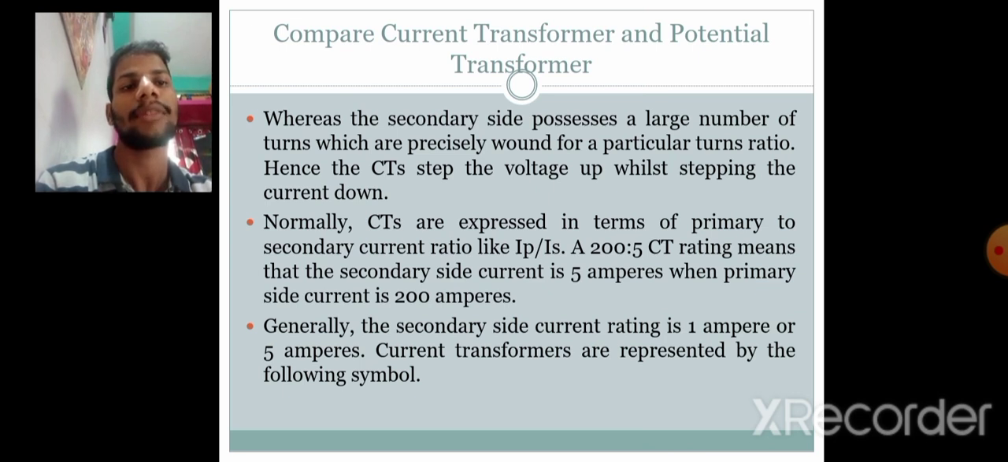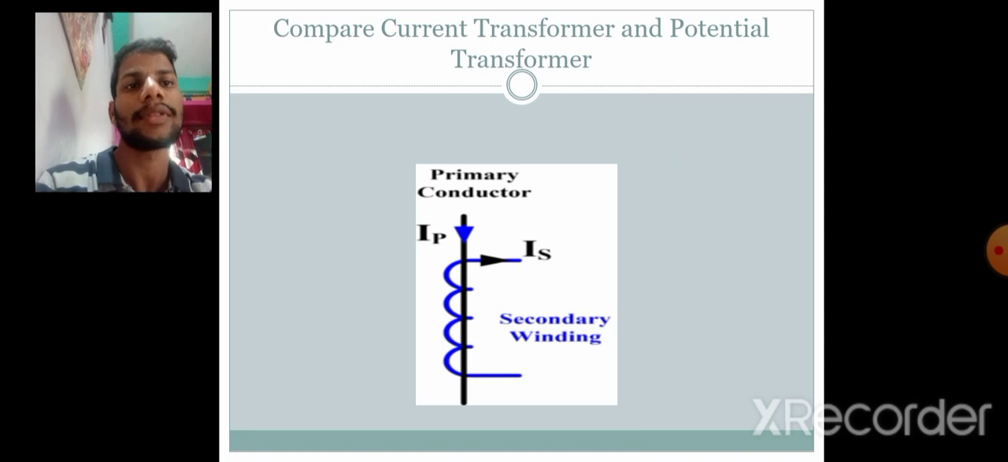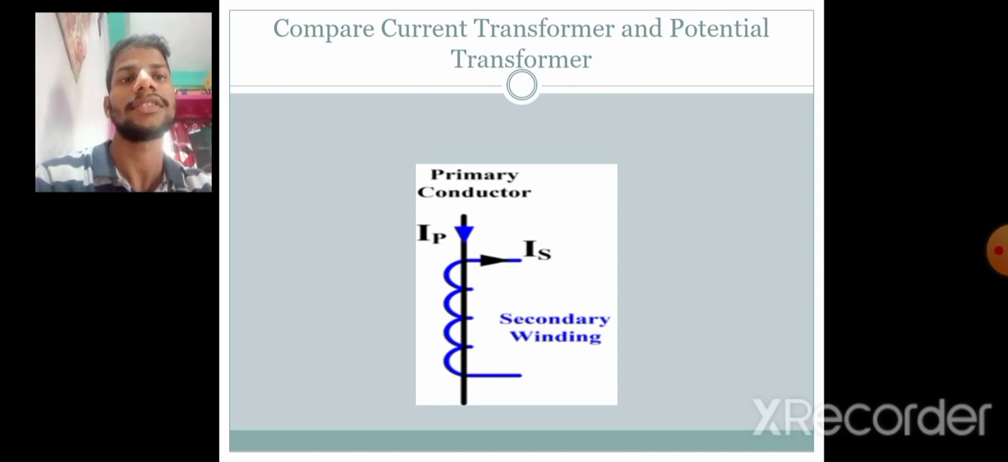The current transformer is represented in the following symbol. It is the symbol for a current transformer. It has the primary turns and secondary turns. IP is the primary current and IS is the secondary current.